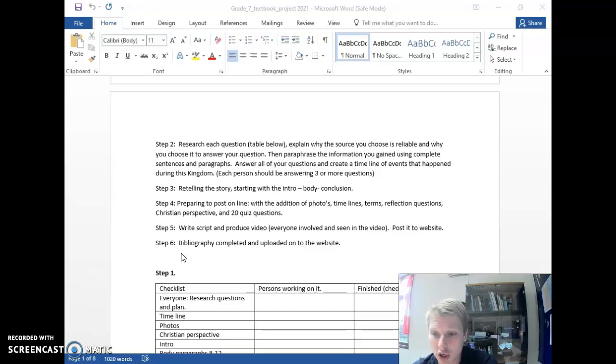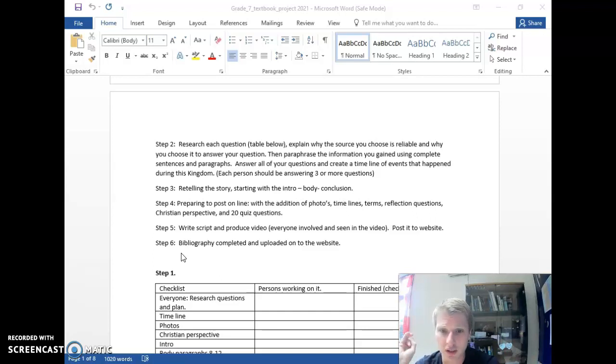And here's the other thing: terms, reflection questions, Christian perspective, and 20 quiz questions. So your terms. As you finish retelling your story, you will see it in textbooks, but there'll be words that are bolded, words that people commonly don't know, or that are very important for understanding. So maybe you're talking about economy, or a type of weapon, or a king. You bolden that word, and then there'll be a part where you explain who that person is, the meaning of that word, so that as people are going through, they're like, I really don't know this word. Oh, it's bolded. I'm going to read and see. It's like having a little dictionary included in your project.